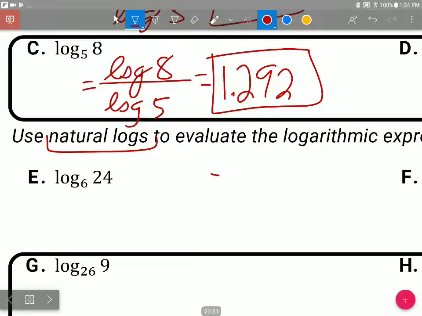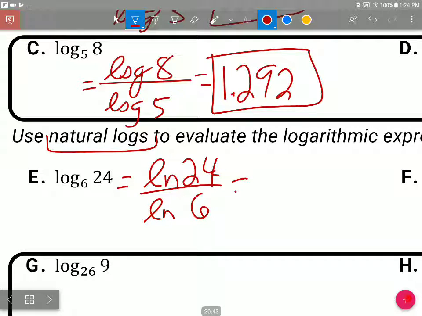You can do the same thing with natural log. So I'm just going to go ln of what on top? 24. Divided by ln of 6. Exact same process. You'll get the exact same answer. So what's ln of 24 divided by ln of 6? 5.694. That sounds right.